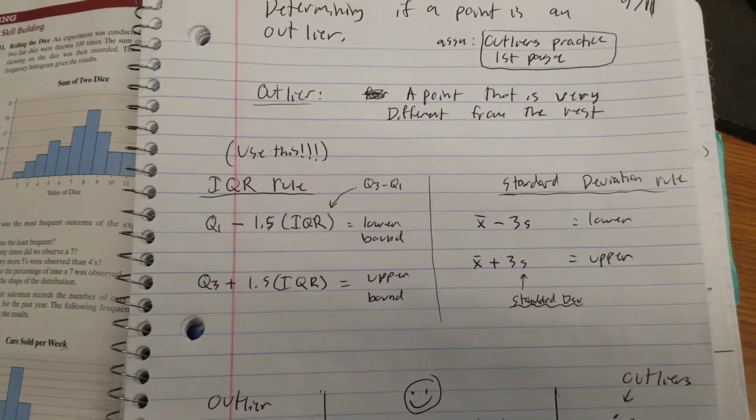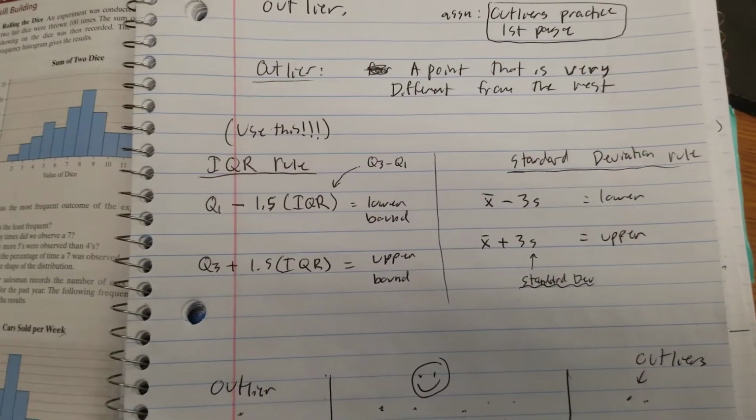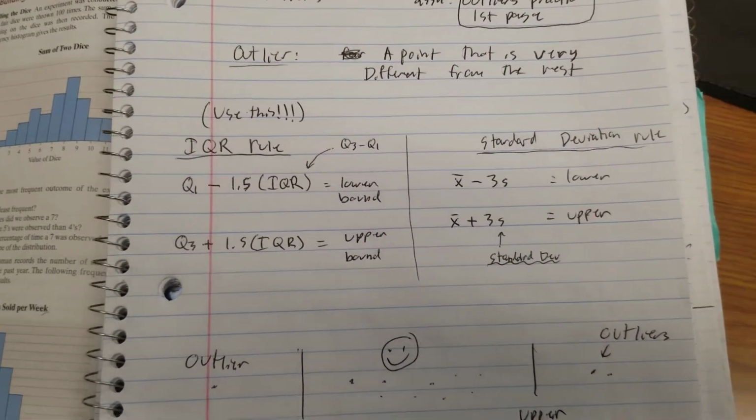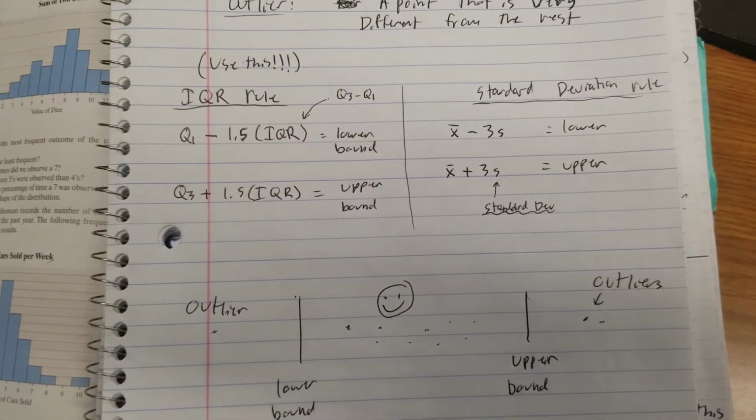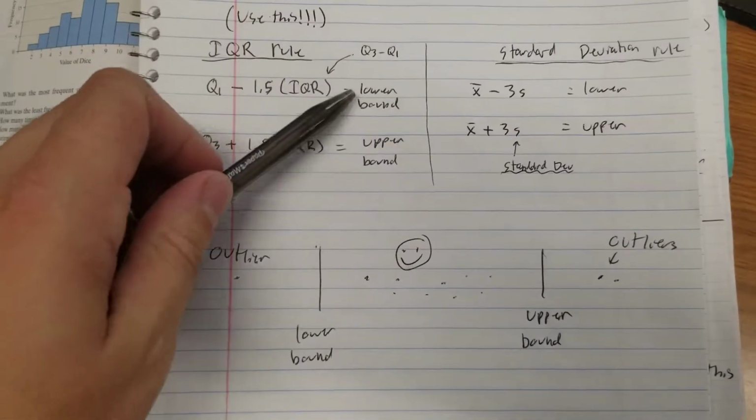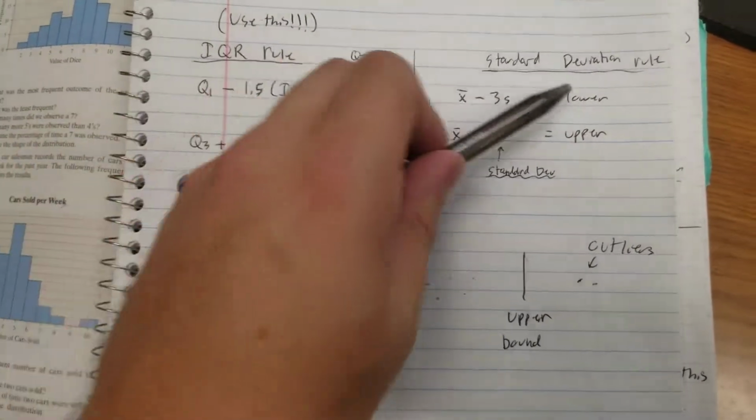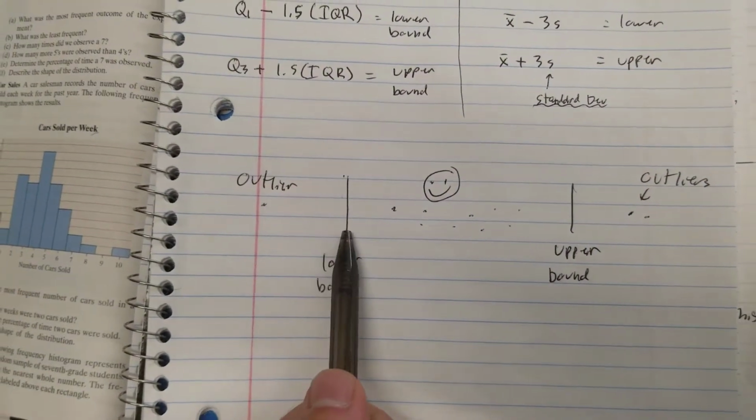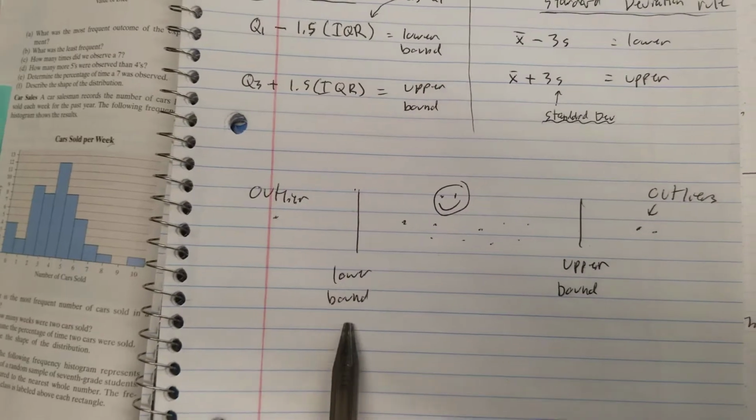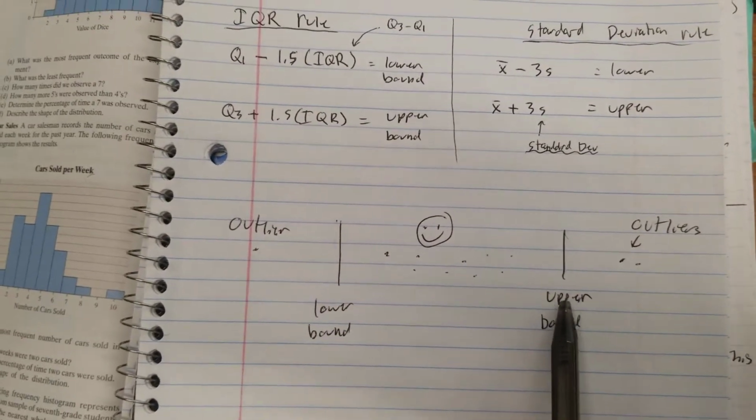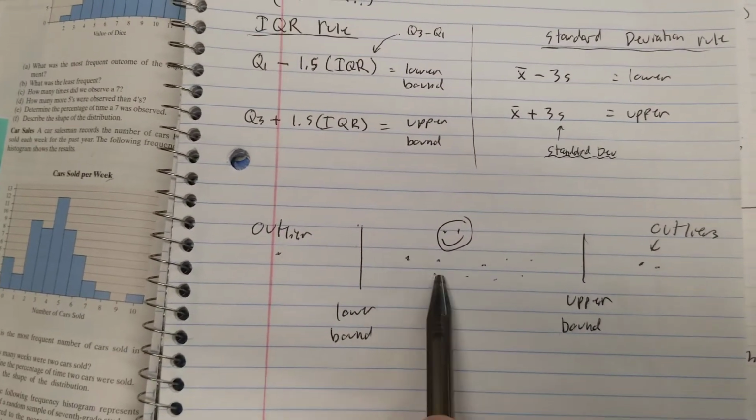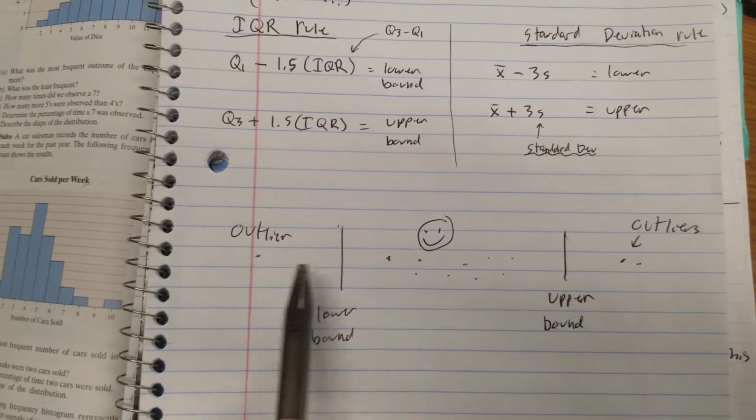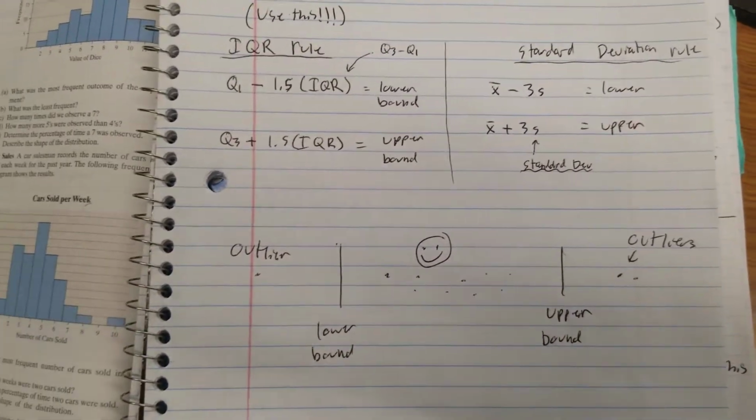So an outlier is a point that is very different from all the rest of the points. There's two ways you can determine if a point is an outlier. They both come down to finding an upper and a lower boundary. You can kind of think of the lower bound as an imaginary line. It's not a point. It's an imaginary line. And the upper bound is an imaginary line. Points inside of those two lines are not outliers. Points outside of those two lines are outliers.